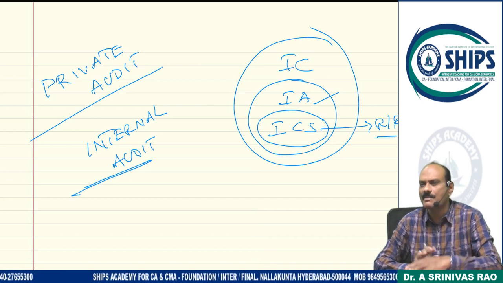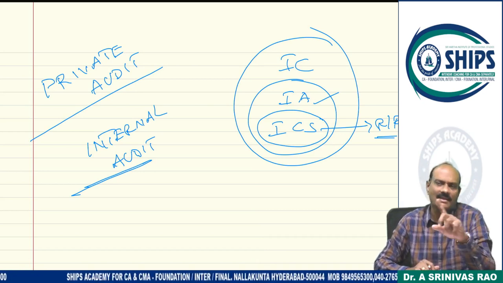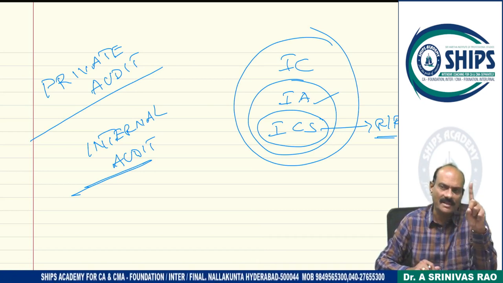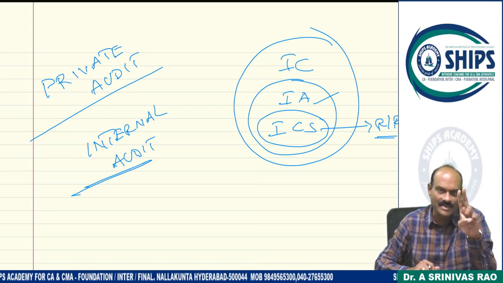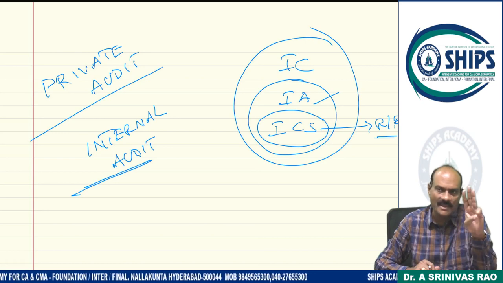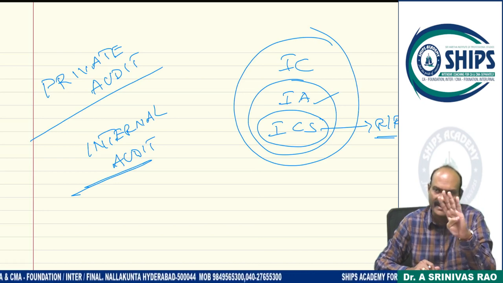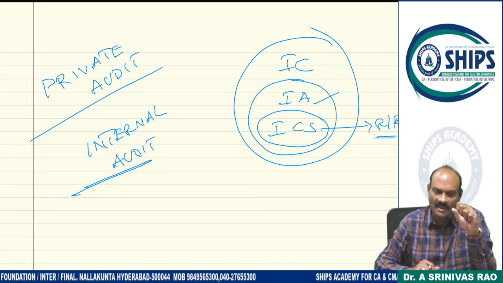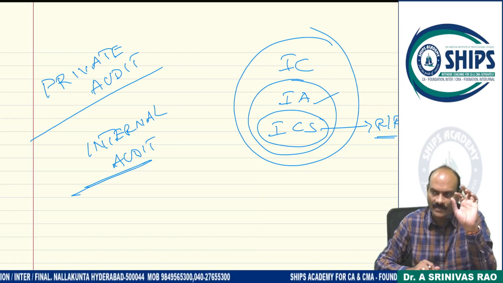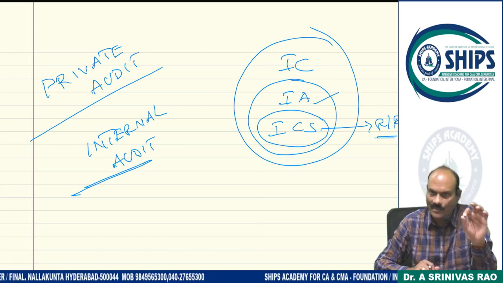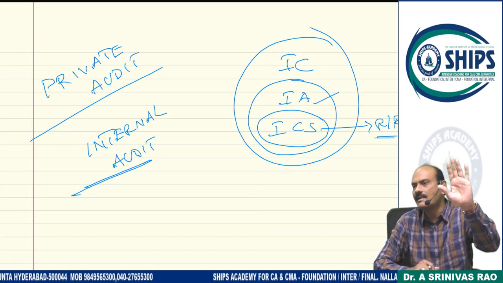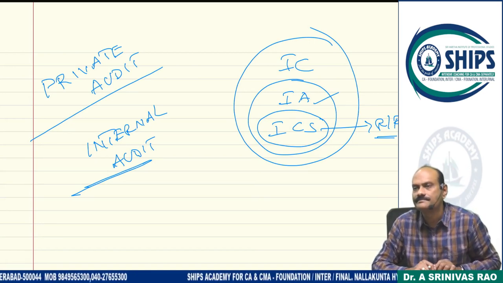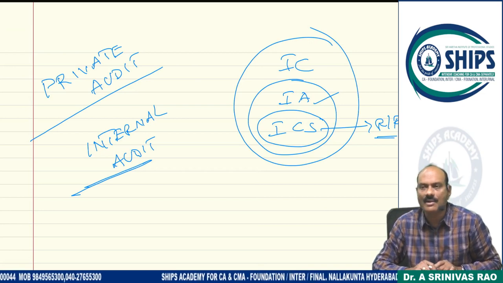So for the time being, remember these 5-6 lines. An internal audit is not compulsory. Internal auditor is ordered by the management. Auditor is appointed by management. Scope is defined by management. Internal auditor need not be a qualified professional with COP. He will submit a report to internal management. It is not a public document. But one thing is clear.